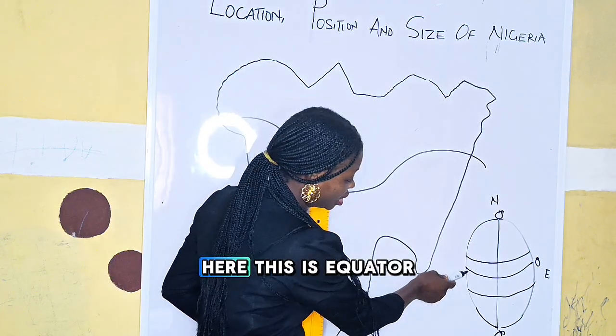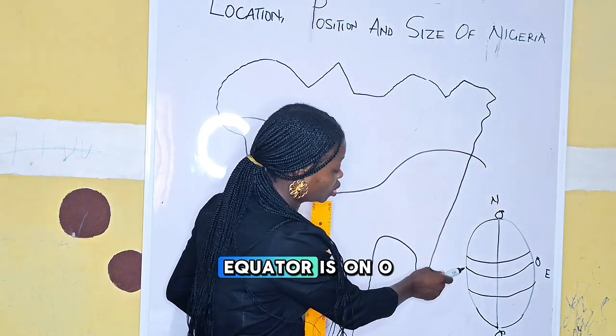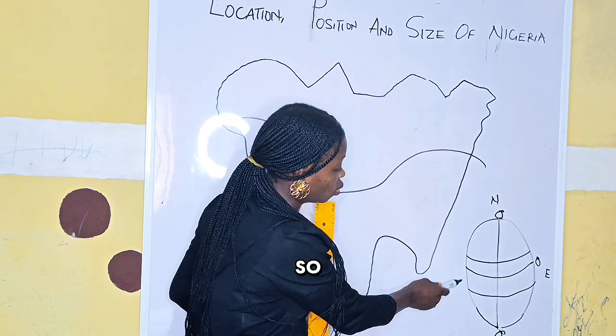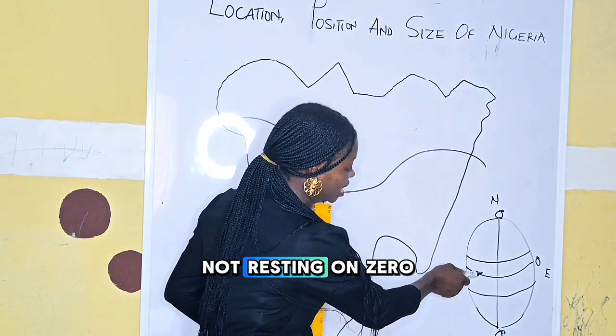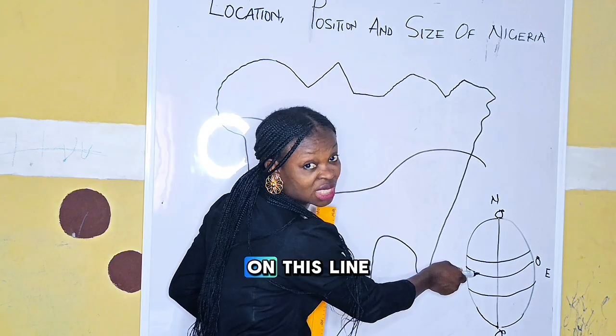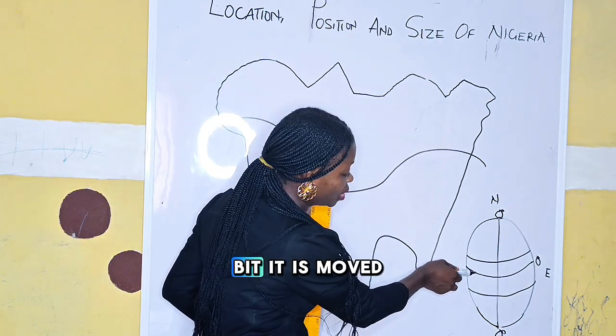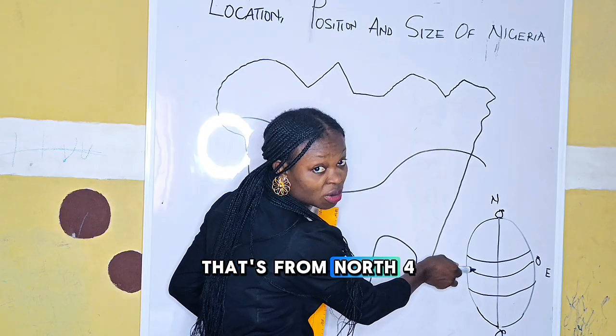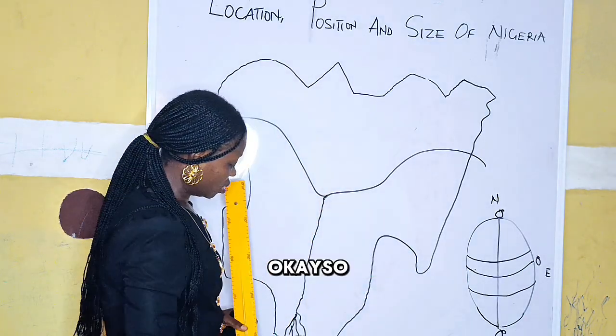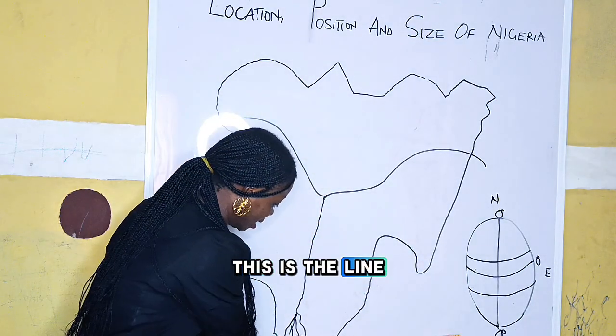Like what we have here, this is the equator, right? The equator is on 0 degrees. So what it means is that Nigeria, the bottom here, is not resting on 0 degrees on this line. Rather, it is moved away from 0 degrees, that's from north, 4 degrees north. Okay, so this is the line here.